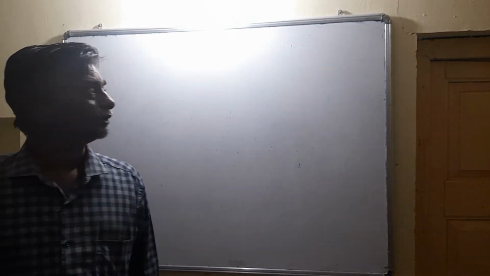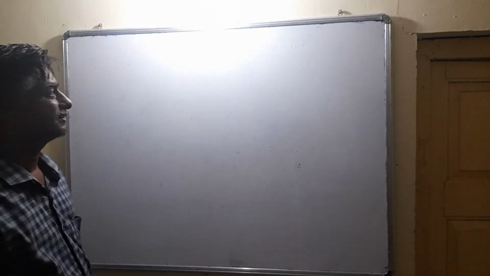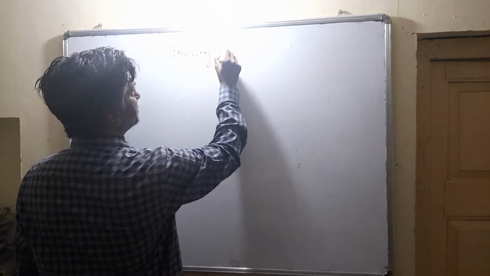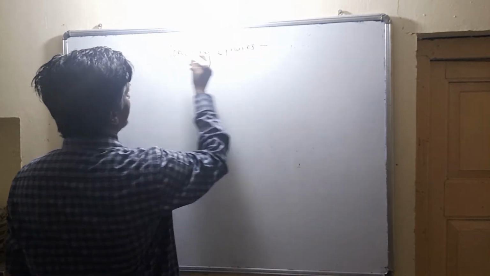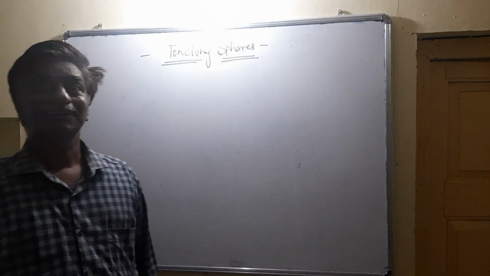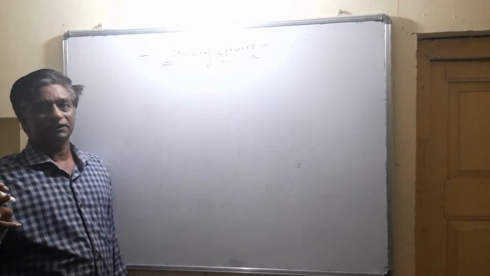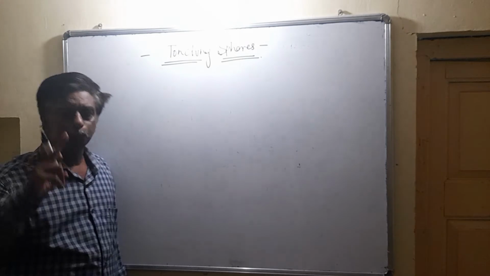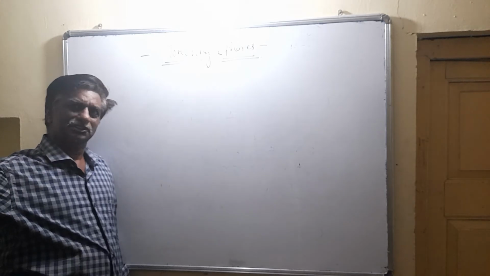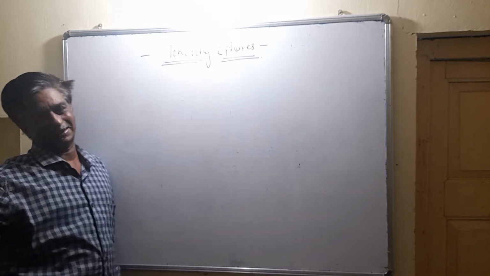Dear students, today we have to discuss one more important concept that is touching spheres. You already studied touching circles. Touching spheres means two spheres touching at only one point. Same definition: two circles touching each other at only one point is known as touching circles.